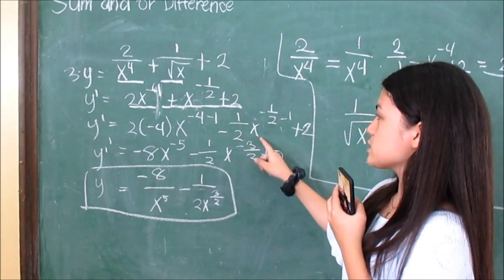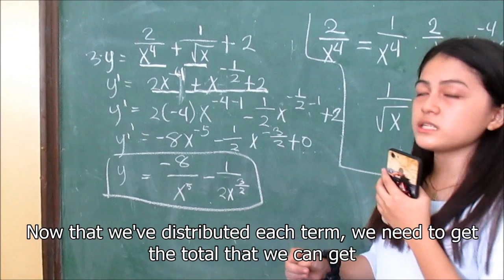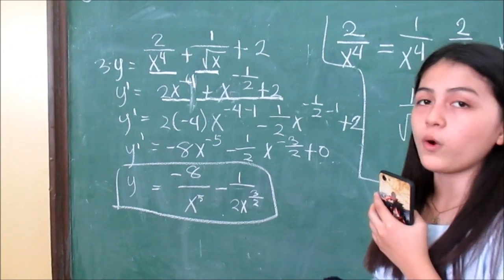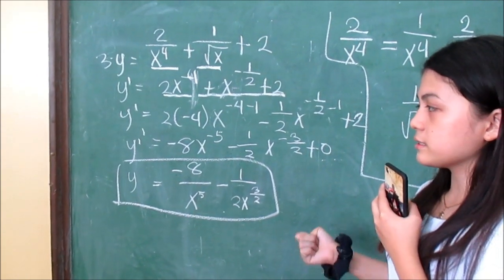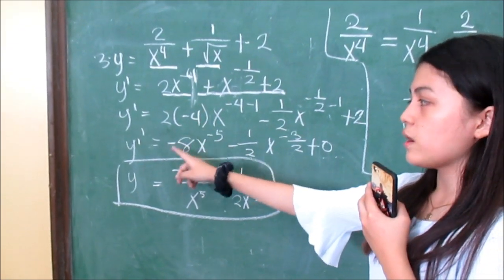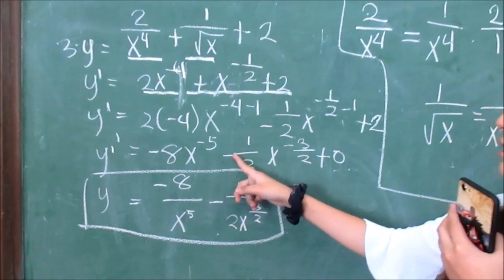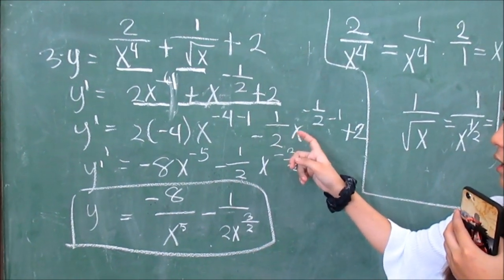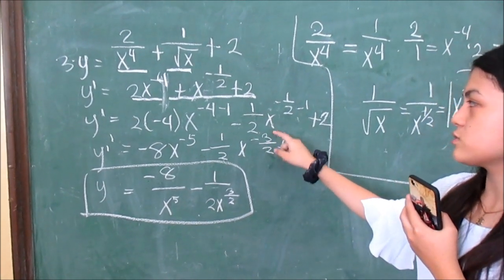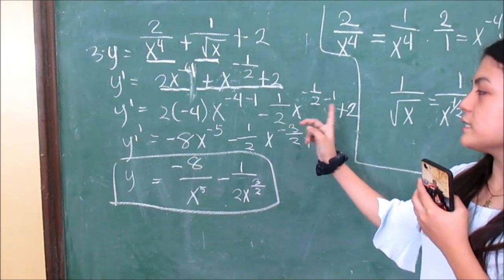Negative 1/2 x raised to the 1/2 minus 1 plus 2. So, ngayong na-distribute na natin ang each term, kailangan na natin kunin kung ilan yung makukuha natin pag kinuha na natin sila. So, 2 times negative 4 is equal to negative 8. Then negative 4 minus 1 is equal to negative 5. Minus negative 1/2 x. So x negative 1/2 is equal to negative 1/2 x raised to the negative 1/2 minus 1 plus 2.